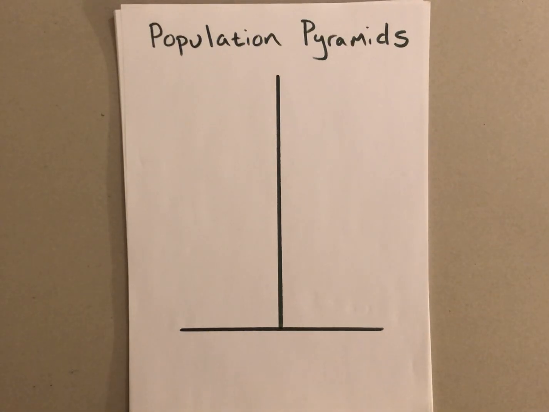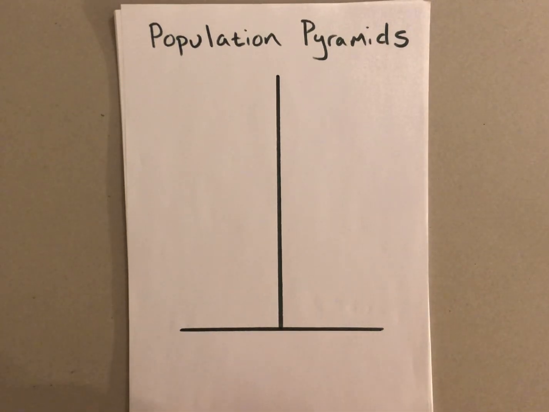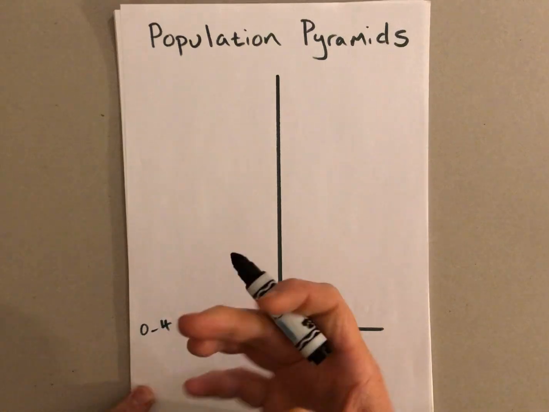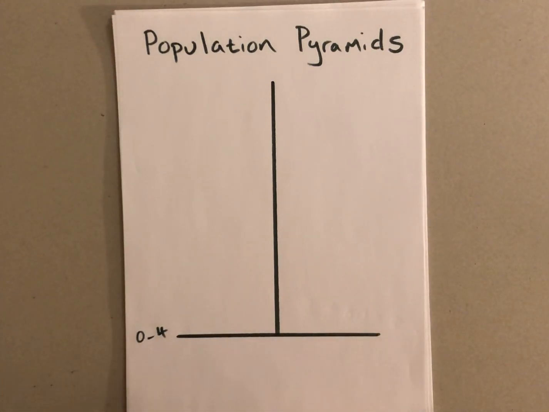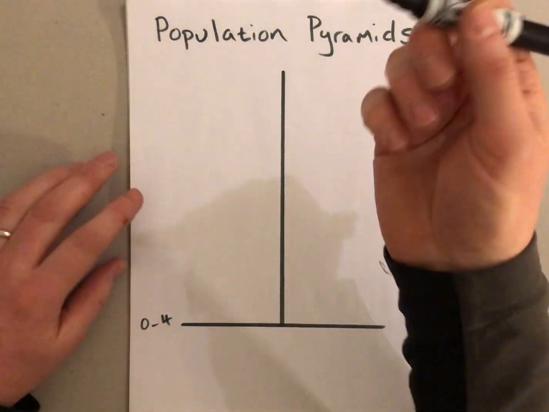In this video, I'm going to talk about what a population pyramid is and how it can be used to compare populations, and also what it can tell us about that population. So population pyramids are shown with age running vertically. So we're going from 0 to 4 years old. So it's in 4-year age brackets, all the way up to sometimes 80 or 100 plus.